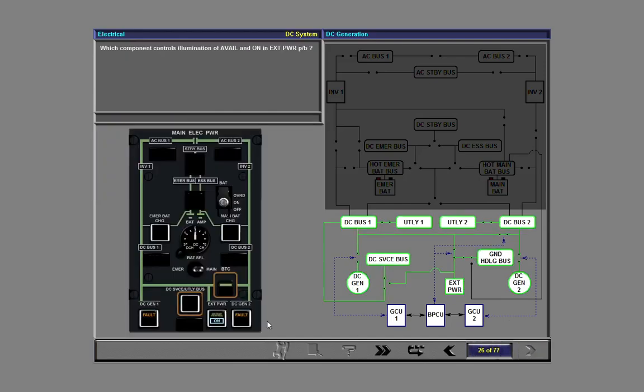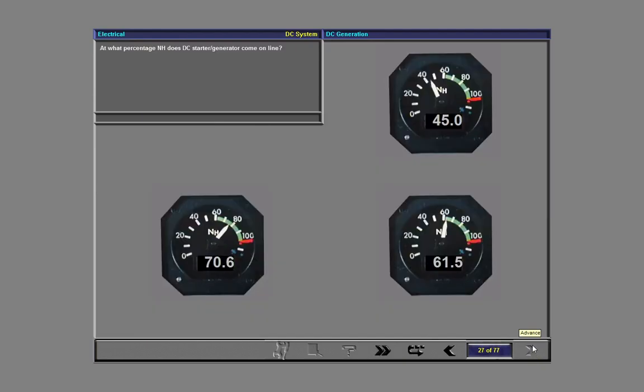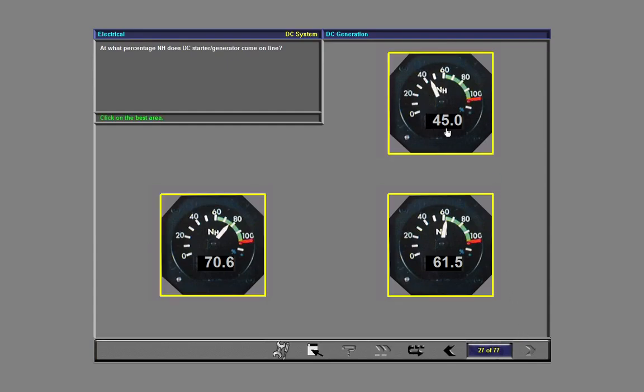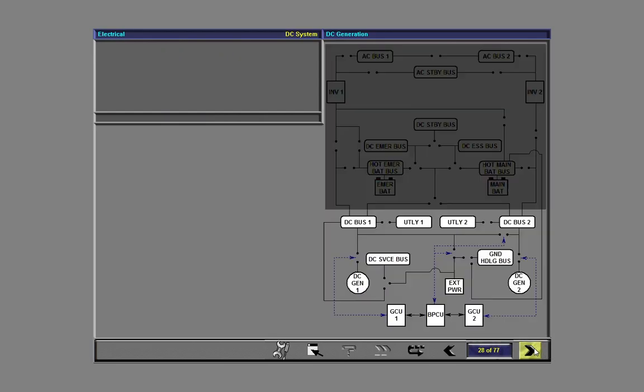Which of the highlighted components controls the illumination of the avail and on lights in the external power push button? At what percentage NH does the DC starter generator come online? Which of the highlighted components has the highest priority in DC current supply?